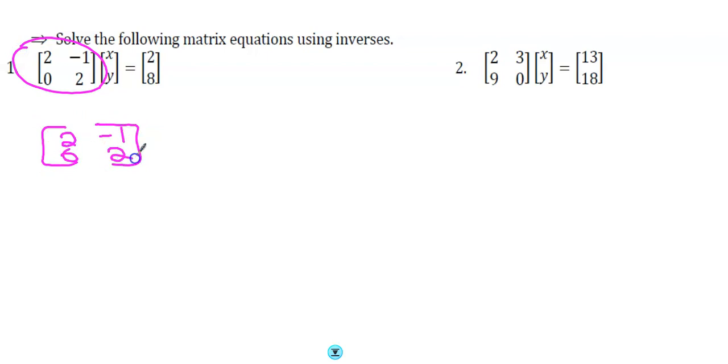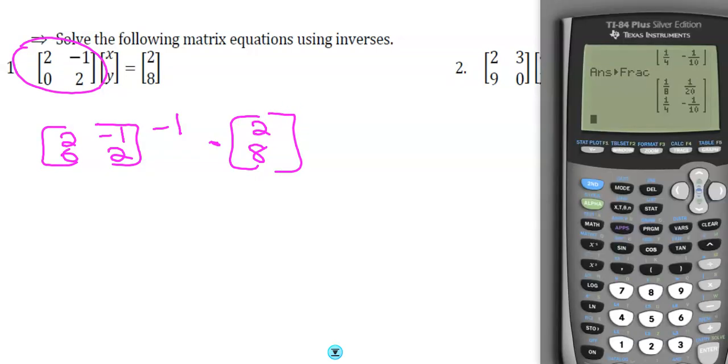Of the first matrix, the coefficient matrix, and then I'm going to times it by 2, 8. Okay? So that is the plan. So let's do it. First I'm going to build both of these matrices. So 2 by 2 is already in here, and I'm going to plug in these numbers. Okay, so I have those numbers.